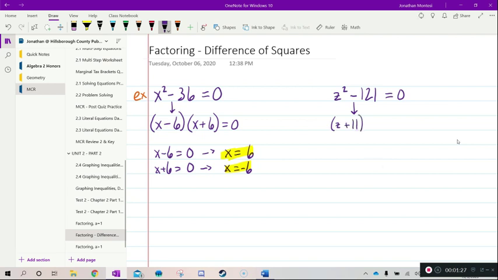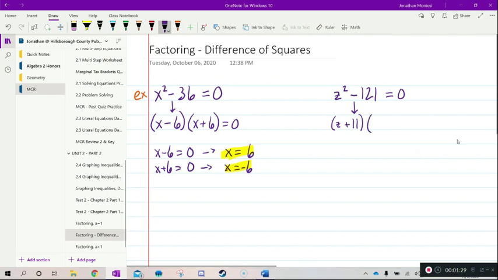And no, it doesn't matter if you do the plus or the minus first. Z minus 11 equals 0, dot, dot, dot. You know the rest. Set them both equal to 0 and solve. You have z equals positive and negative 11.